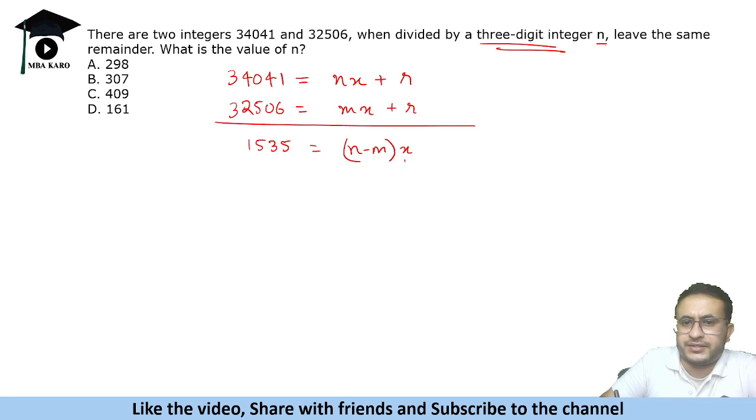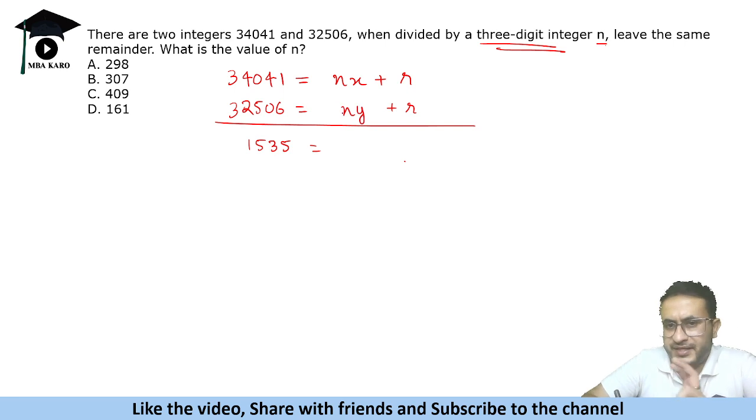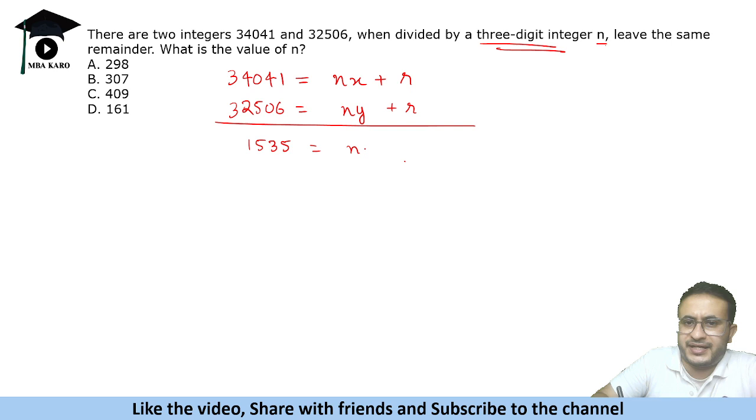Because the quotient is different, we have n into x and n into y. So we can say n into (x minus y) equals 1535, as r gets cancelled. Now n is a three-digit number. Out of these options, which number divides 1535?